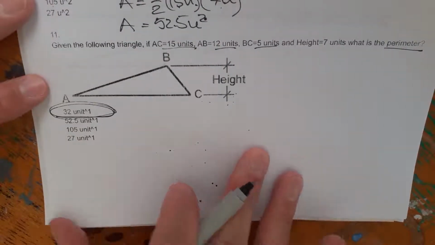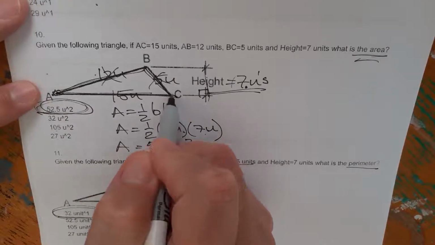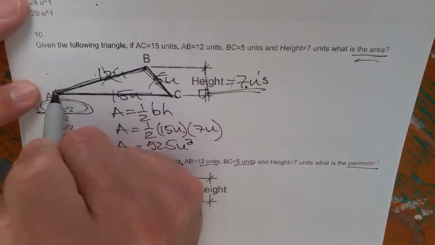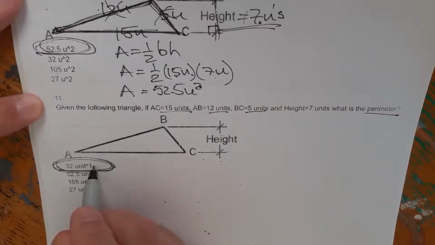Same thing, now we're looking for perimeter. Let's go right back up here and look at perimeter. Let's go 15, and 5 is 20, and 12 is 32. So 32 units. Notice this is the power 1 because it's perimeter, a distance or length.